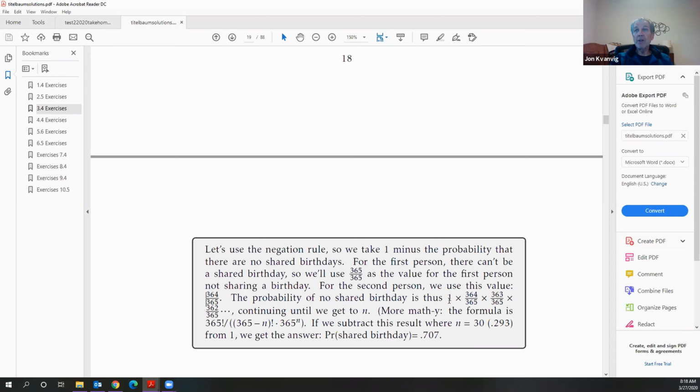And then you just keep going down, removing 1 of the 365 days for each succeeding person to come into the room until you get to the number n that you're looking for. And if you like mathy formulas, here's the formula that you would use to solve that. And when we solve where n equals 30, we get the probability is 0.293 of no shared birthdays with 30 people in the room. So the probability that they share a birthday is 1 minus that, or 0.707.